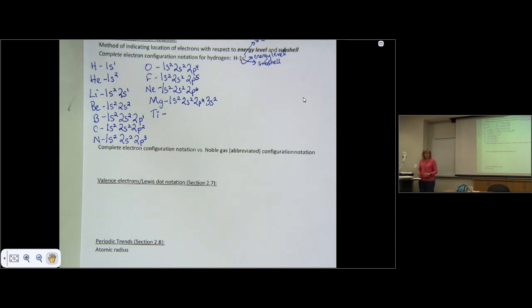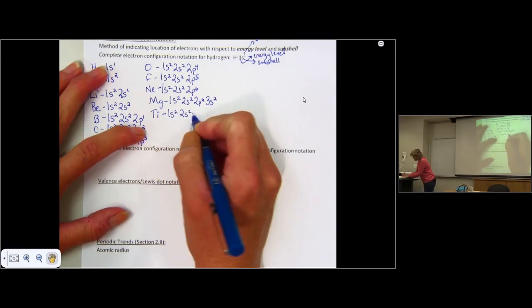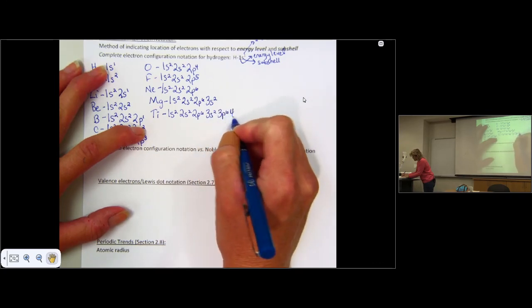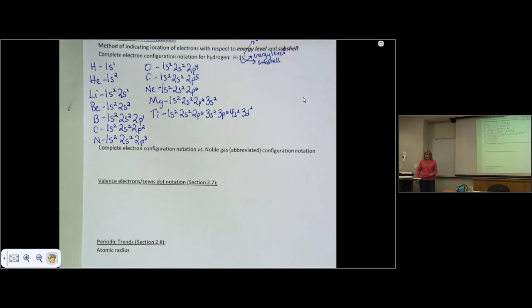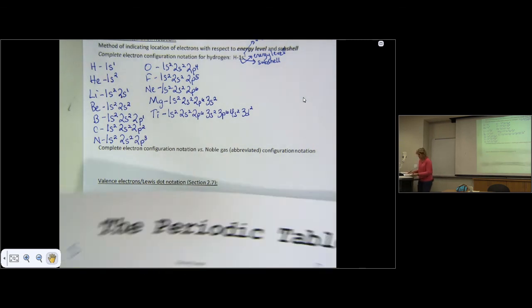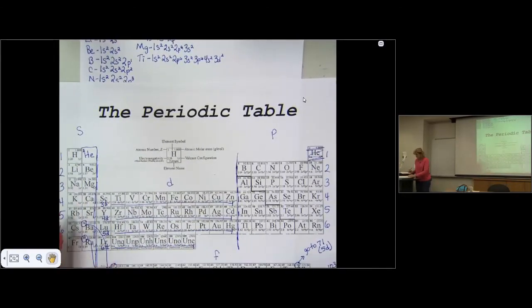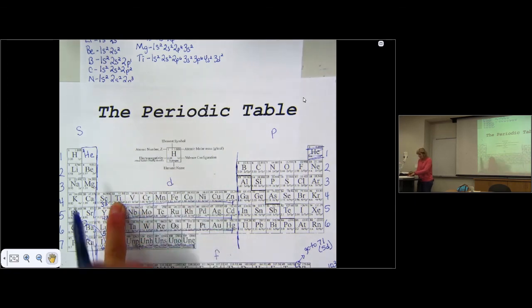Are we ready? Okay, so titanium. 1s2, 2s2, 2p6, 3s2, 3p6, 4s2, 3d2. Yes or no? Somebody said no. Let's look at our periodic table. Here is titanium right here, Ti. Okay? So when I'm doing this, I would put my finger here, then I'd go back to the beginning.